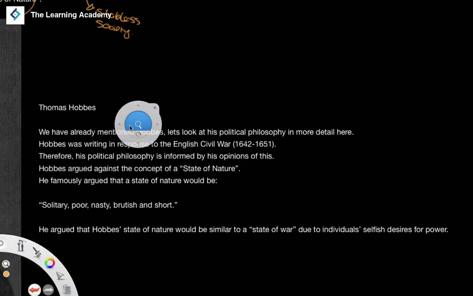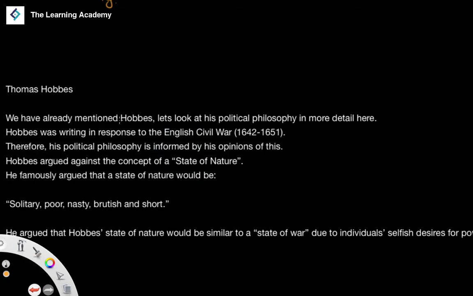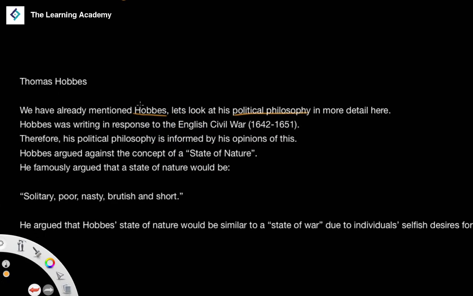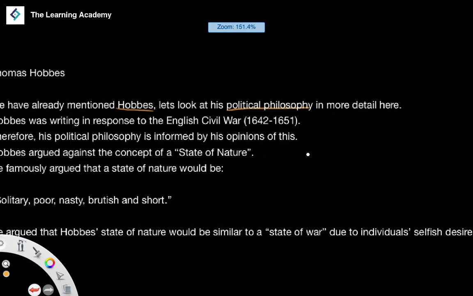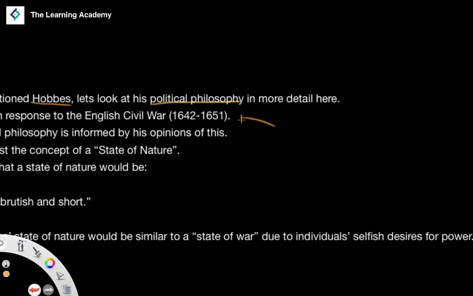But Thomas Hobbes, as we already mentioned, was a political philosopher, a political theorist, and he was writing in response to the Civil War. So Thomas Hobbes actually lived for a very, very long time. I believe he lived until he was into his 80s, which for the 1600s obviously was a very long time. And he lived through the English Civil War.